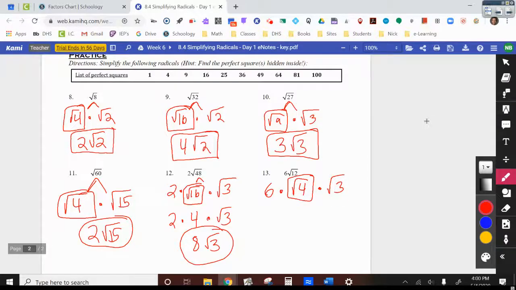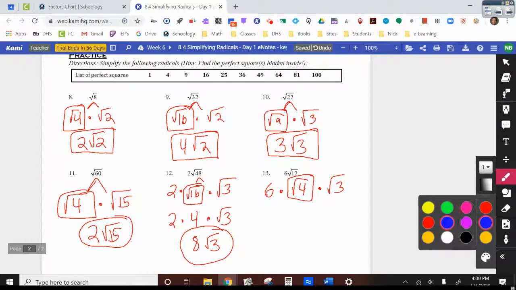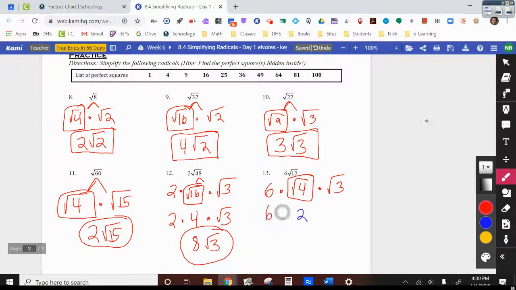And I'm going to break up the square root of 12 into the square root of 4 times the square root of 3. Now this square root of 4, that's my perfect square. That's going to be 2. So now I have 6 times 2 times rad 3. These are just numbers that can be multiplied. So 6 times 2 gives me 12. So my final simplified solution is 12 rad 3.